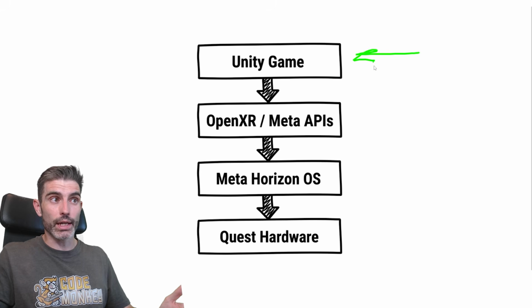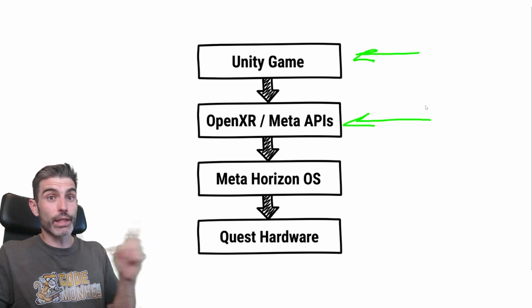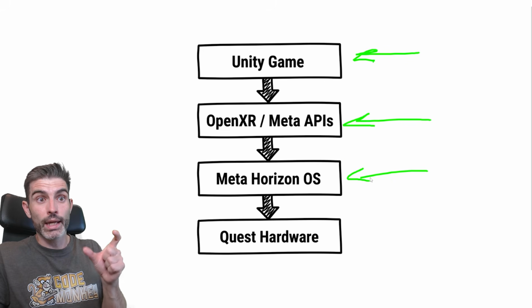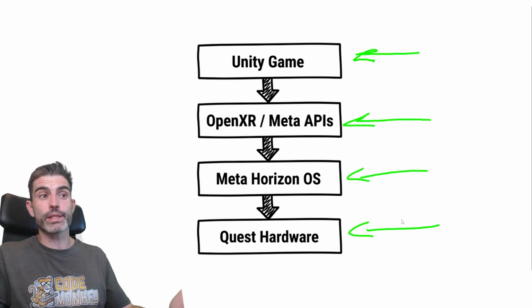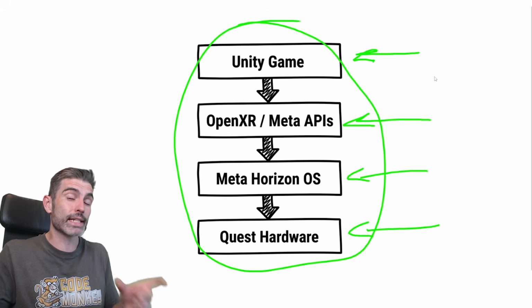Essentially, you've got your Unity game, and your Unity game is going to use all kinds of OpenXR and Meta APIs. Then those APIs are going to talk to the Meta Horizon OS, that is the actual operating system, and that is the operating system that runs on top of the Quest hardware itself. So within this whole layer, note how there's no Horizon Worlds, because again, that is a completely separate thing.